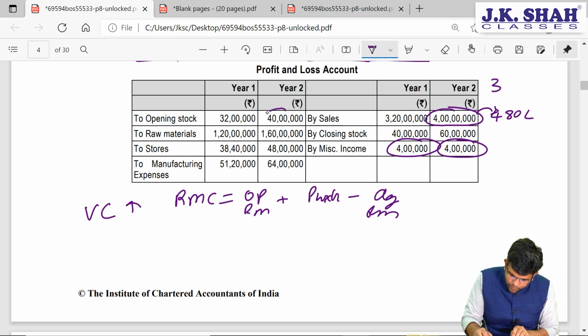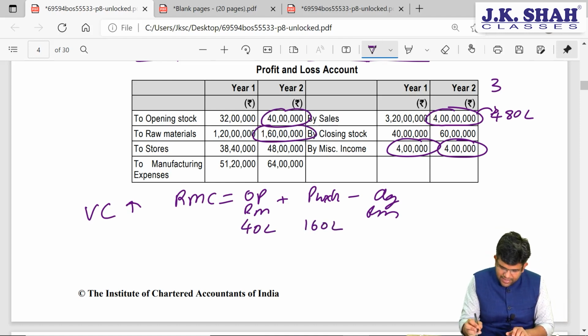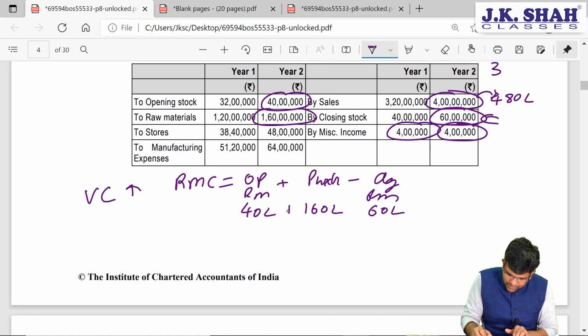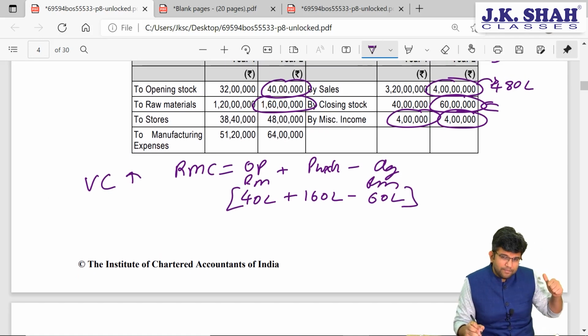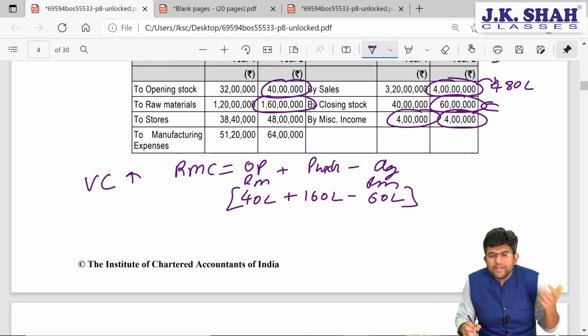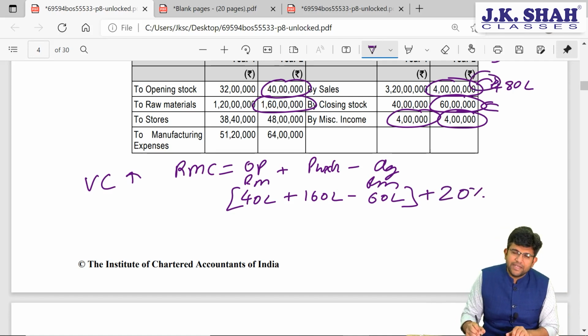Year 2, can I say opening raw material is 40 lakhs, correct? Purchases are 1 crore 60 lakhs, that is 160 lakhs, and the closing stock, children, can I say is 60 lakhs. Everyone clear? Closing stock is 60 lakhs. So 40 lakhs plus 160 lakhs minus 60 lakhs, do you realize, will become the raw material consumed for year 2, the immediate previous year to year 3, and raw material consumed being obviously a variable cost will also be expected to increase by 20%, the same ratio in which the sales also went up.